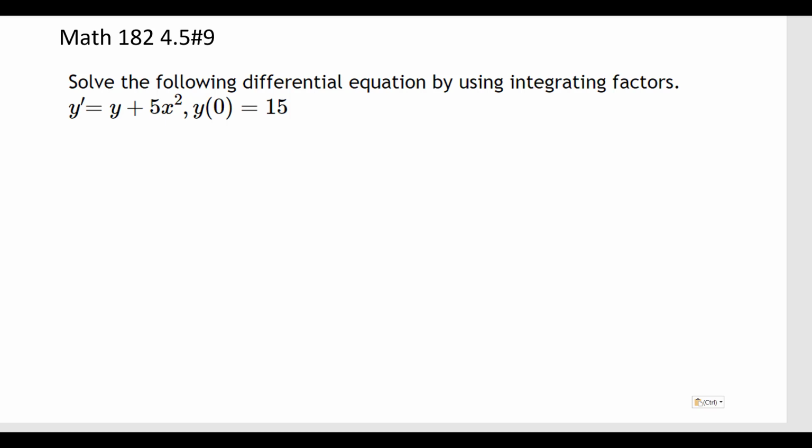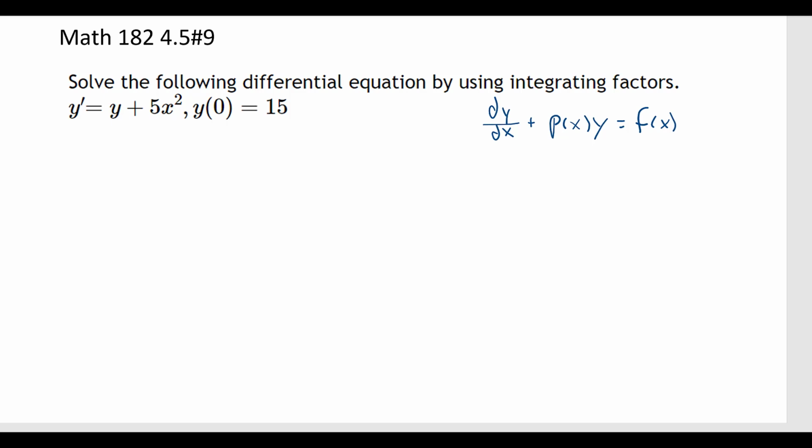This is number 9 from 4.5 in Calculus 2. So what we have is y prime equals y plus 5x squared, with the initial condition y of 0 is 15. And one way that we want to view this is just looking at how we're shown other ways of doing this: dy/dx plus p of x y equals f of x. And if we can get into this format, then we can follow some other patterns here.